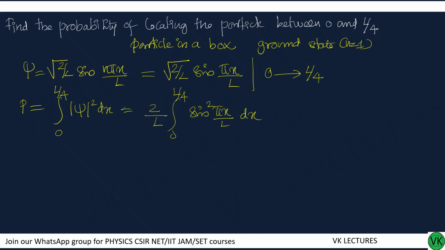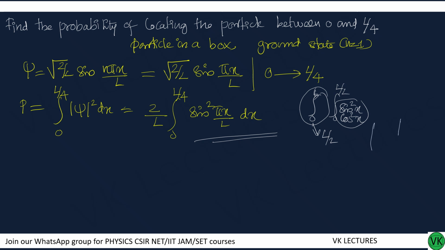This integral cannot be found by using that standard equation that we have used just before. From 0 to L we have used that, and 0 to L by 2 we have used that. Whenever we have a sine square term or cos square term, with such a limit, the final result will just be L by 2.